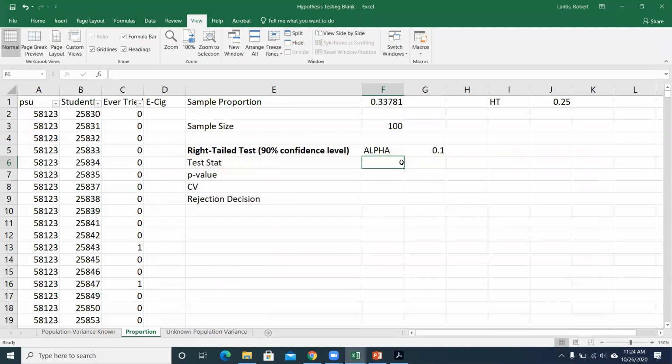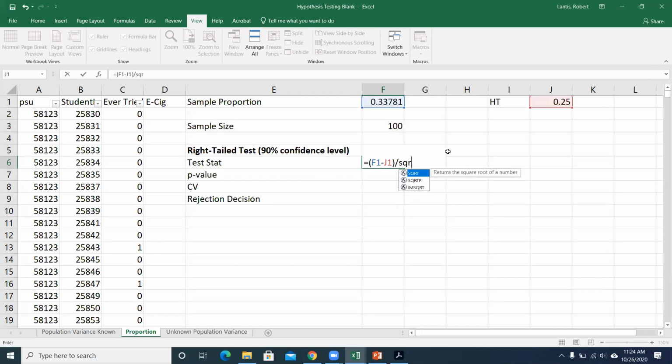So in Excel, we're going to take our sample proportion, subtract the assumed true proportion over here. I put that in parentheses because that's what's going to be in our numerator. We then want to divide that by the square root of that assumed true proportion times 1 minus that assumed true proportion. And then we divide that by our sample size right here.